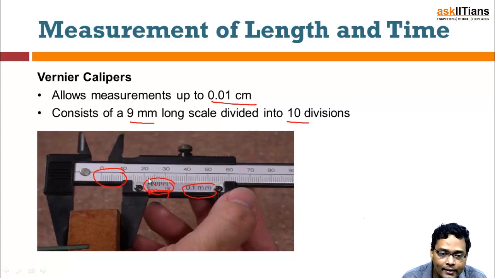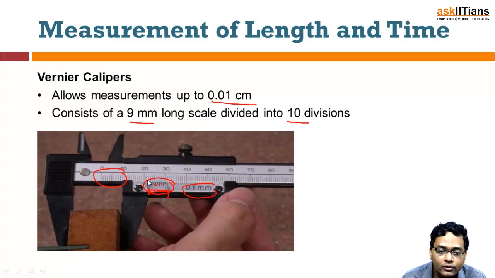If the second reading coincides with any division on the main scale, in that case, that needs to be taken into account. So after 20, let's say the third division coincides on the main scale, and here the second division coincides. So the second division here is going to be given by 0.1. So 0.1 comes from here.